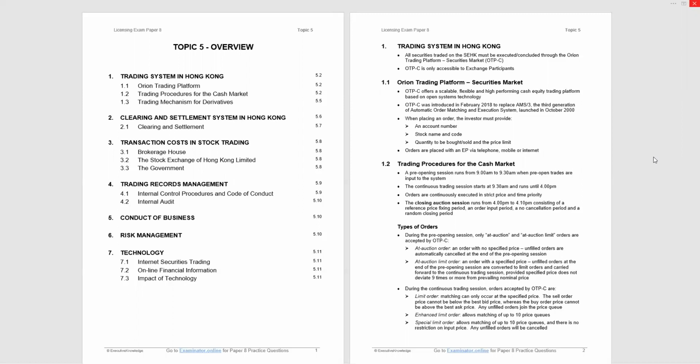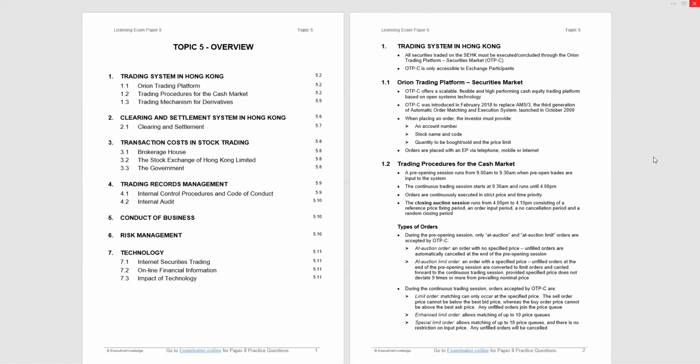During the continuous trading session, we have limit orders where you specify the price. We also have market orders where you ask the broker to get the best price, but this is not in, for some reason, the Paper 8 material. Enhanced limit order and special limit order.